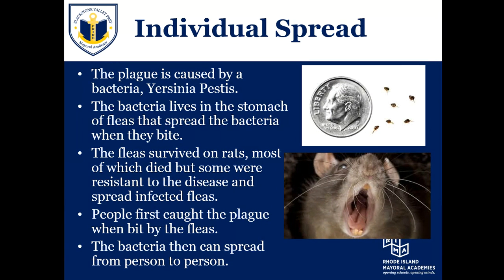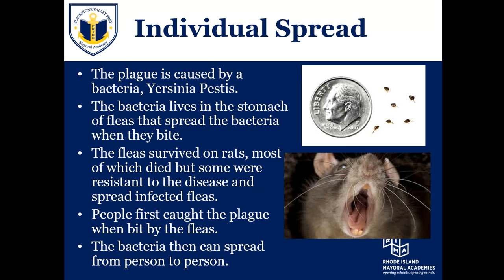Now, on an individual level, when plague moves from one person to another, it's caused by a transfer of this bacteria, Yersinia pestis. That bacteria lives in the stomach of fleas. If you're not familiar with a flea, this is an image of several fleas next to a dime. So you get a sense of how small these fleas were. You couldn't really track them. You couldn't see them very easily, yet they were there.